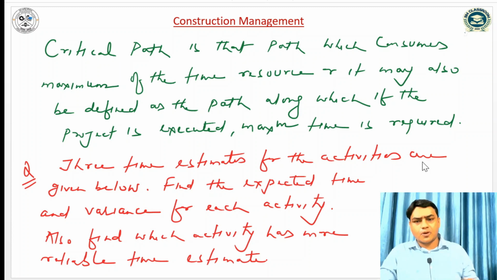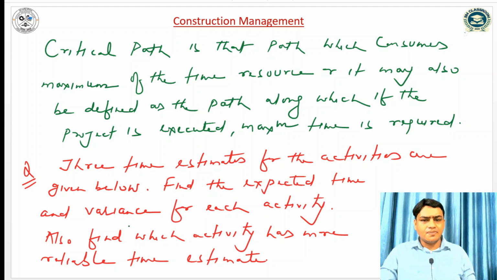So let us take one problem based on the expected time and standard deviation. This is the question. Three time estimates for the activities are given below. If three time estimates are given, it means that it is a question from the Project Evaluation and Review Technique, that is PERT, because in PERT each activity follows three time estimates.